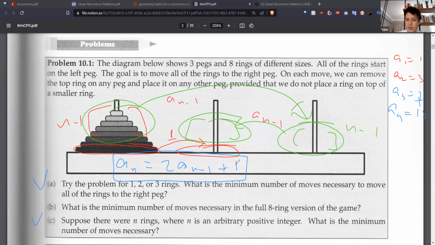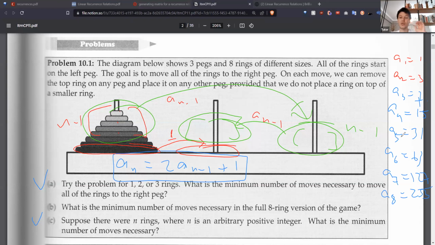And then, if I wanted to compute A5, it would be double this plus 1. So it would be 31. And then A6, double this plus 1, so it would be 63. And then A7, double this plus 1, it would be 127, right? And then A8, double this plus 1, would be 255. Right? Does this make sense, guys? You see what I'm doing here?